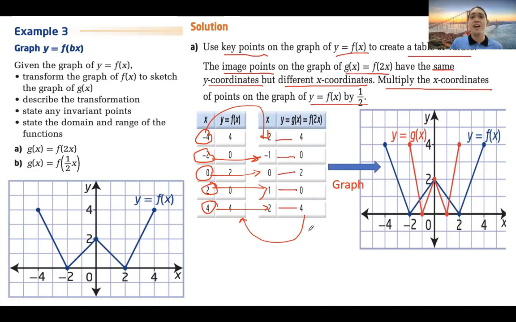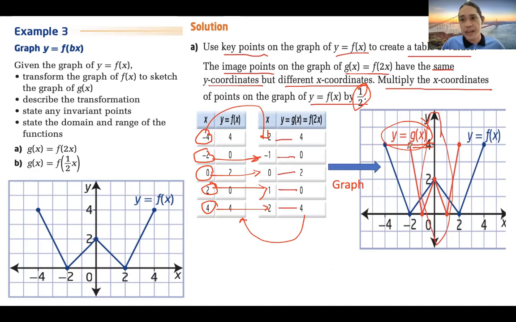So this is now the horizontal stretch along the y-axis. Now, what can you say? Of course, for g of x, since the scale factor is 1/2, it's less than 1, meaning it's closer to the line of reflection, which is along the y-axis.